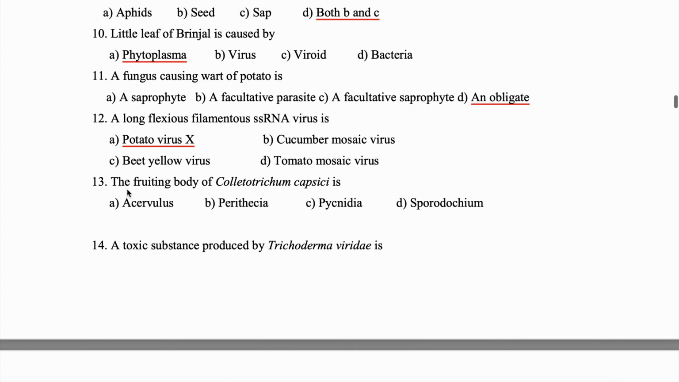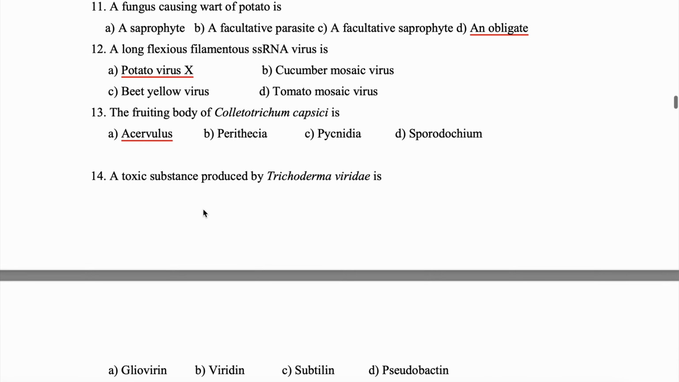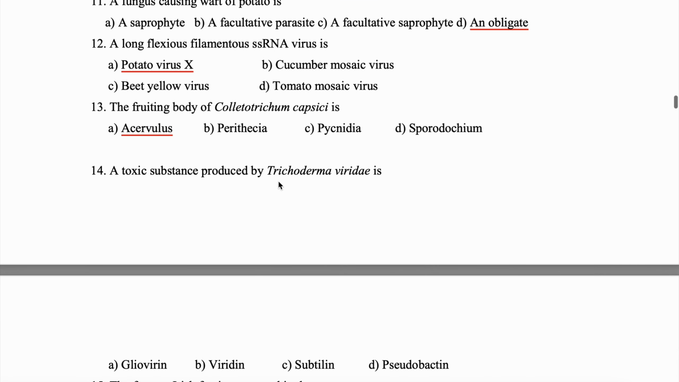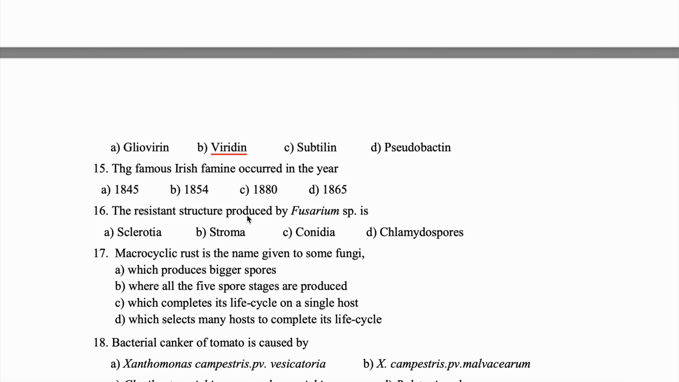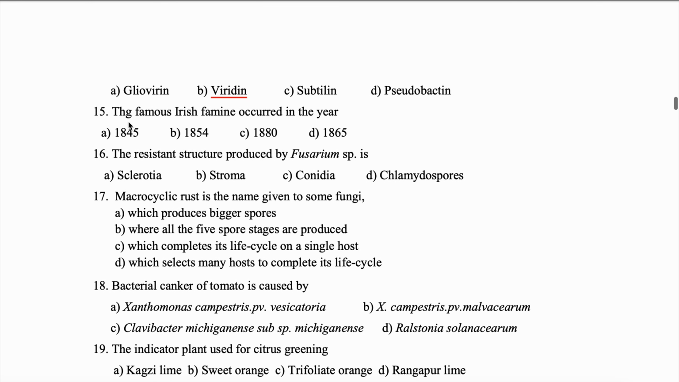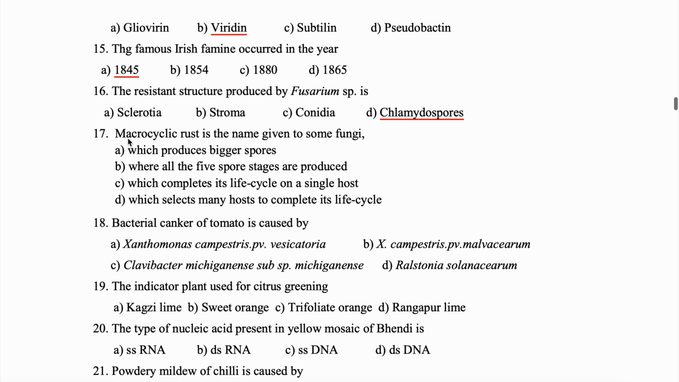Question 13. The fruiting body of Colletotrichum capsici. It is acervulus. A toxic substance produced by Trichoderma viride. It's viridin. Question 15. The famous Irish famine occurred in the year 1845. Question 16. The resistant structure produced by Fusarium is what? It is chlamydospore.